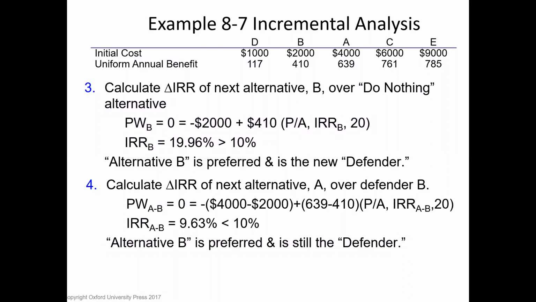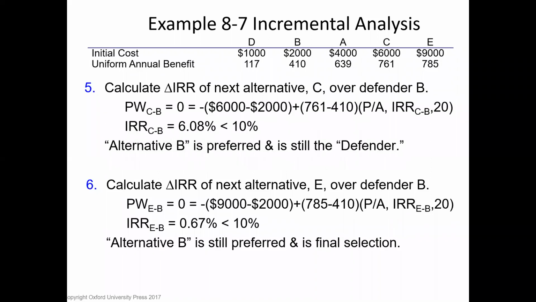The fourth step is to calculate the delta IRR of the next alternative, A, over defender B. And we find that alternative B is preferred and is still the defender. We keep going. We see that alternative B still wins when we compare it to the next alternative, C. And finally, with E, alternative B is still preferred and is therefore the final selection. So we go pairwise, pairwise, pairwise, pairwise, and come up to the fact that the best solution is B.